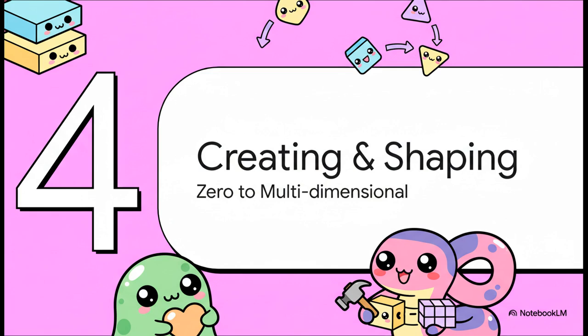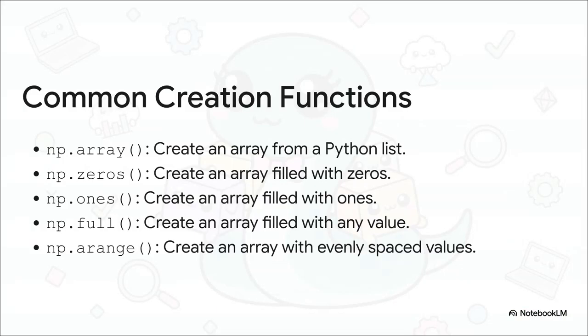Okay, enough theory. Let's get practical. We know what an array is, so now how do we actually make one? Let's go over some of the most common ways you'll be creating arrays. So the most obvious way is just to take a regular Python list and convert it using np.array. But a lot of the time, you'll need to create arrays from scratch. For example, np.zeros and np.ones are perfect for when you need an array of a certain size, but you don't have the final data yet. You just create a placeholder of zeros or ones to fill in later.